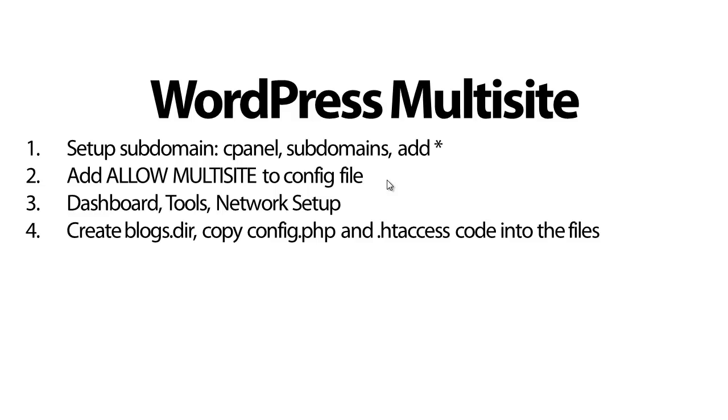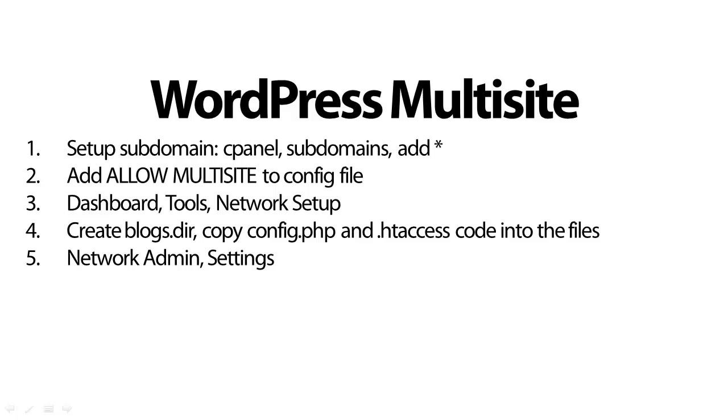Once we had that on, we could go to our dashboard and go to Dashboard, Tools, Network Setup. When we clicked on that, it told us to create this folder, copy this code into this file, and copy this code into that file. So you don't have to remember anything, just follow the exact instructions shown to you on the screen. Okay, so we've done all that, we've logged back in, and now what?